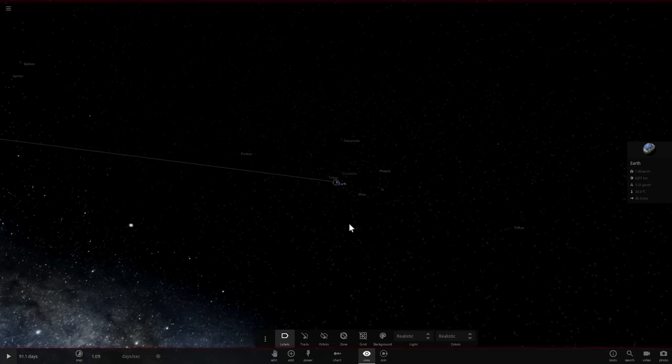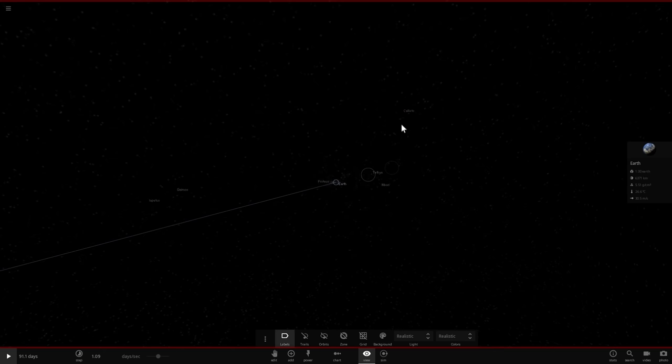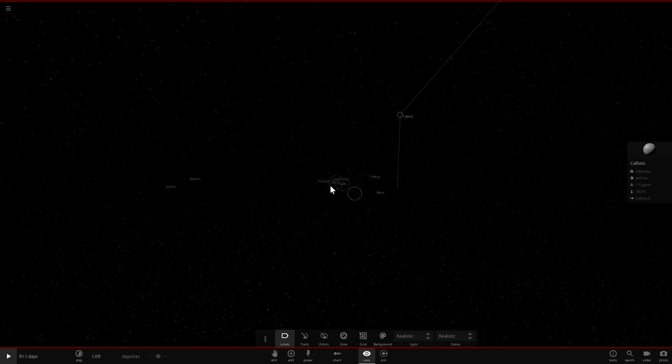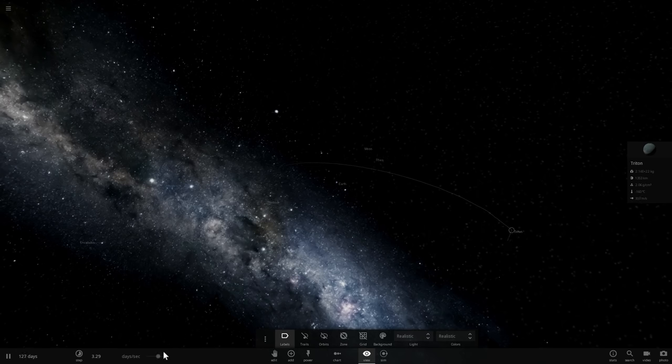Wait, was that Titan? No, it wasn't. Did I lose Titan? My favorite Titan is gone. Yeah, I believe it's gone. Anyway, so looks like a lot of the moons are actually gone completely. Let's run this a little bit faster and see what's left at the end.